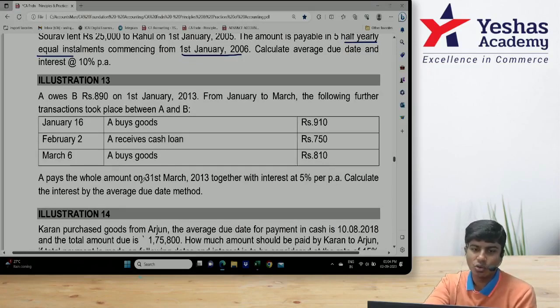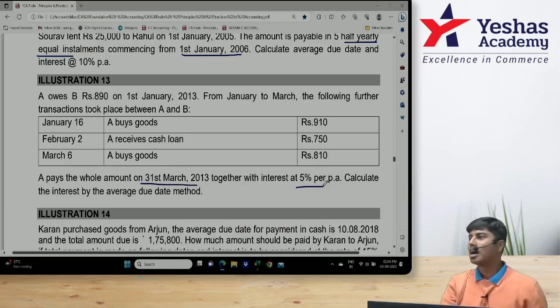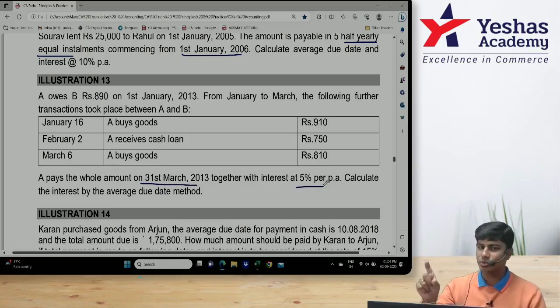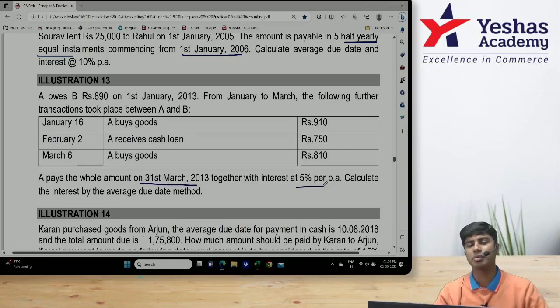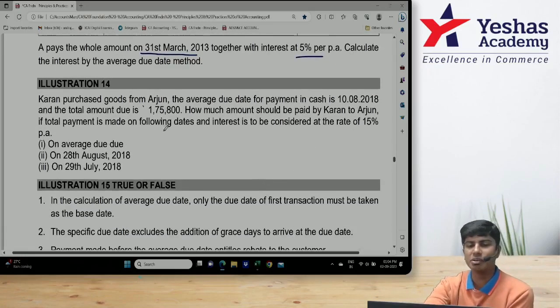And the whole amount is paid on 31st of March. They want you to compute interest at 5%. After you find the average due date, from the average due date to 31st of March, compute interest at 5%. Did you get it? The 14th one is even more simple.